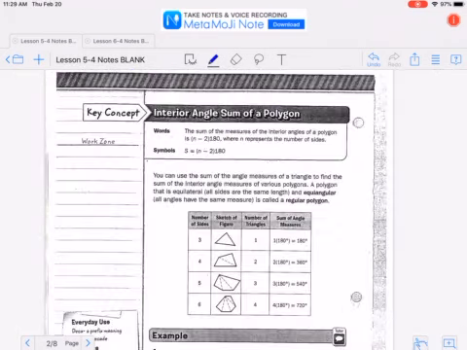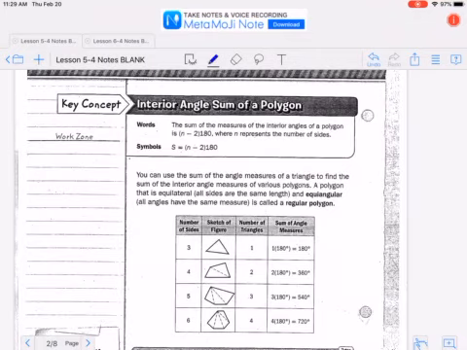Okay, go ahead and flip to the next page. So here at the top, it says interior angle sums of a polygon. The sum, which remember sum means answer to an addition problem, of the measures of the interior angles of a polygon. So this isn't talking about a triangle, it's talking about any polygon. It can be a triangle, but it's not specifically just talking about a triangle. Is n minus 2 in parentheses times 180. And this is where n represents the number of sides.